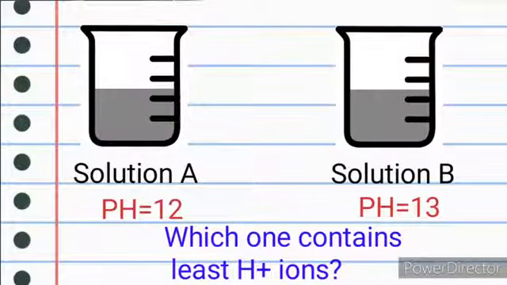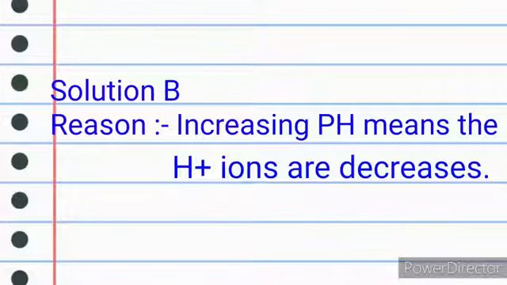And next question is, pH of solution A is 12 and pH of solution B is 13. Which solution contains least H plus ions? Okay, solution B. Why? Increasing pH means the H plus ions are decreasing.